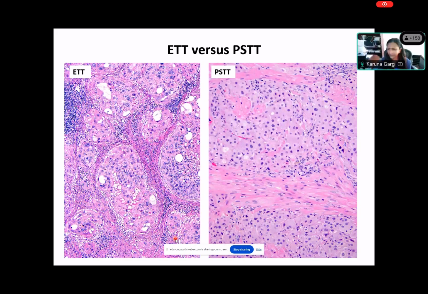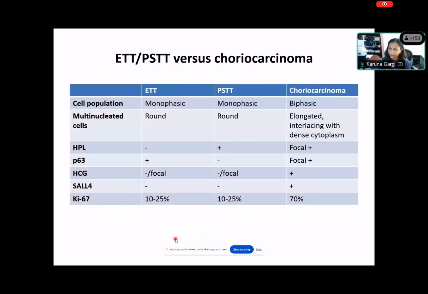Again, these are just microscopic images. I think the most characteristic thing about PSTT is the way it invades into the myometrium, which you usually do not see with an ETT. ETT and PSTT versus choriocarcinoma: I think the biggest difference is that choriocarcinomas are usually biphasic and have those syncytial trophoblasts. If you do HPL and P63, there'll be focal staining for both, but the Ki67 in a choriocarcinoma is way higher than you would have in either ETT or PSTT.